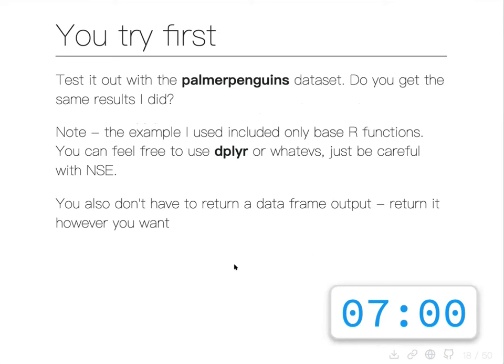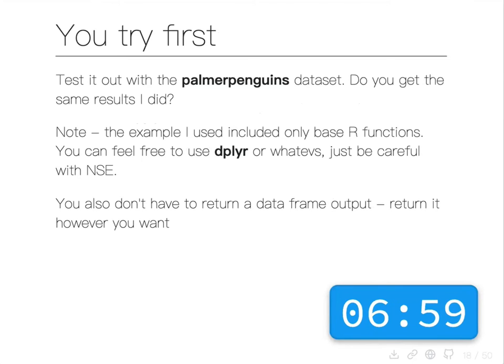You could return just a, whatever, a double if you want instead, an atomic vector. Okay, so I'm going to give you 7 minutes to go ahead and try that. I might actually cut you off a minute or two early just because we lost time there, but try your best with that.